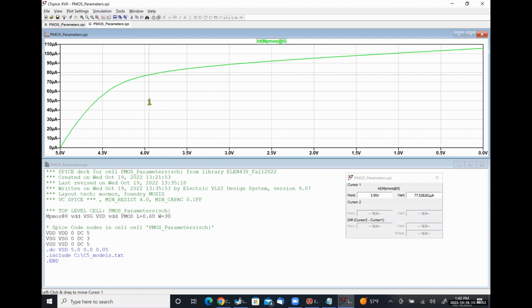So 77.5 microamps is equal to, do it this way, 77.5 microamps times 2 over W over L, which is 10 by 2.